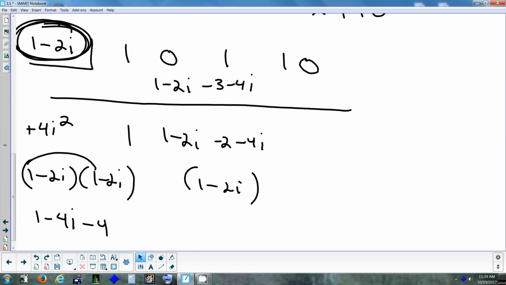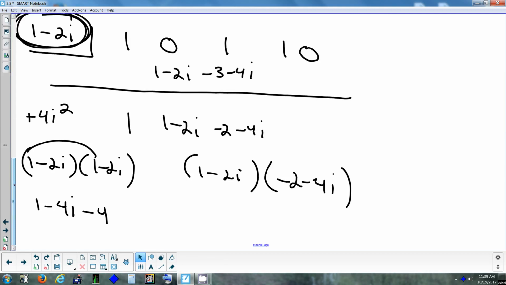1 minus 2i times negative 2 minus 4i. What's 1 times negative 2? Negative 2. And 1 times negative 4i? Negative 4i. I'm just going to put that here for a second. And then what's negative 2i times negative 2? Positive 4i. So I got a negative 4i, positive 4i. What happens there? They cancel. They're gone. So all I'm left with is negative times negative is a positive.